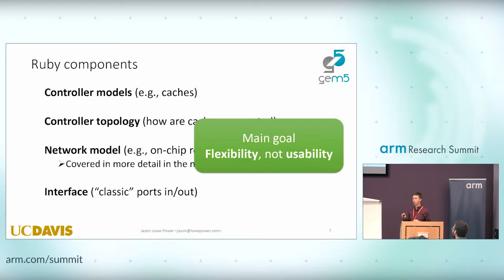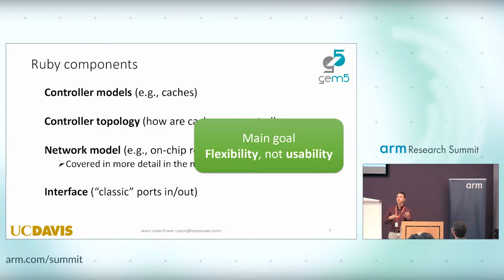And Tushar is going to talk in more detail about both of those in the coming talk. One of the things that I think confuses people some about getting started with Ruby is it's really designed for flexibility. It's not designed to be easy to use or easy to configure or easy in any sense at all, but it's designed so you can take whatever protocol you want and mash it up with any topology. Take any network model and mash that up with any protocol.